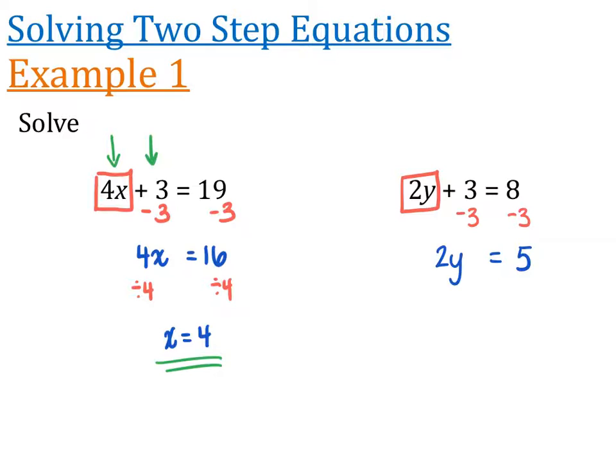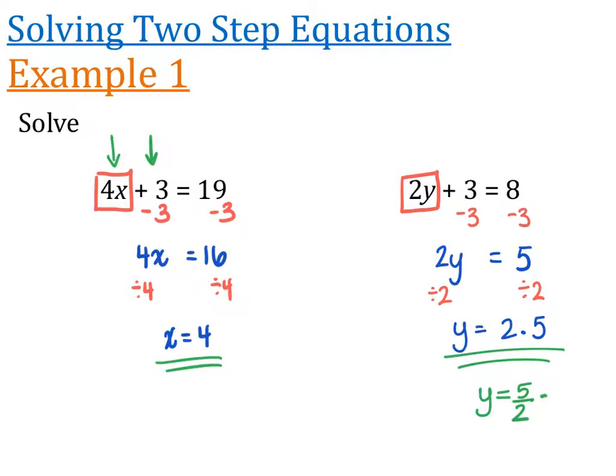And now I've got 2 times by something is equal to 5. So I can do the inverse, and I can divide both sides by 2. And I'm left with y = 2.5. You are allowed to get decimals as your answer. You can also leave it as a fraction. If you wanted to leave it as y = 5/2, that would be acceptable.